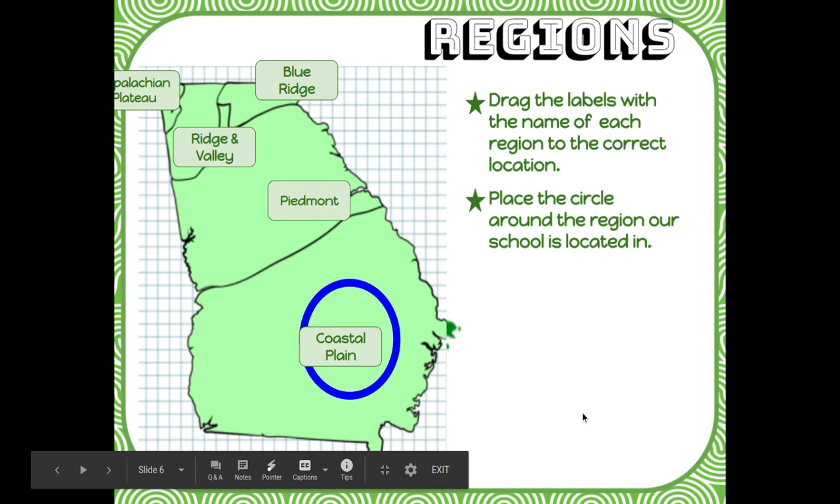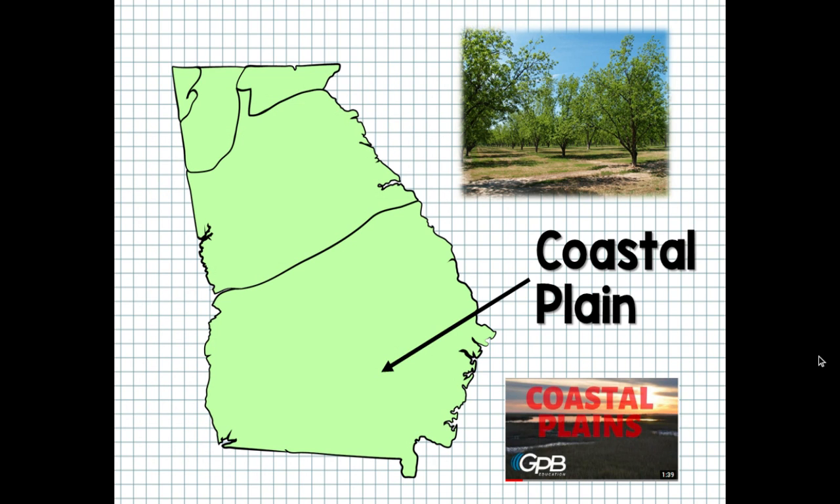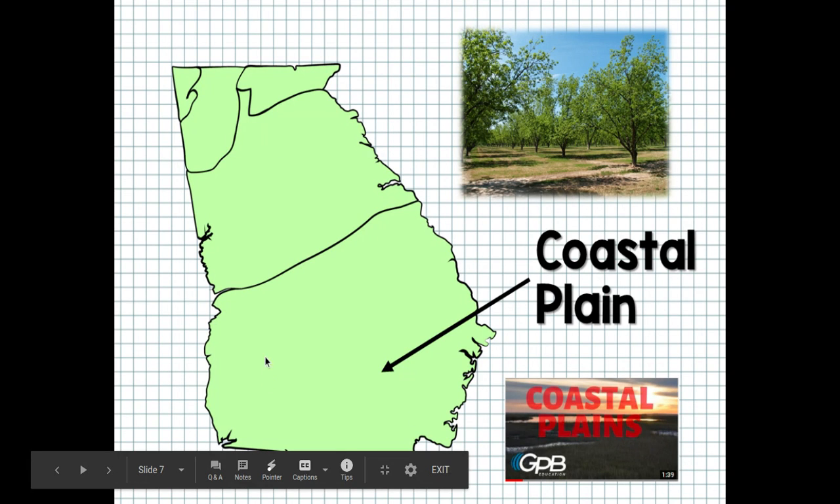Here's one that we practiced together the other day. We do live in the coastal plain region, so we have it circled. Appalachian Plateau, Blue Ridge Mountains, valley in the middle, down to the Piedmont, into the coastal plain down at the bottom. Coastal plains, where we live, the flat land. Some of it's flat, focusing on farming type land, and then on over to the beaches area or swampy land this way.